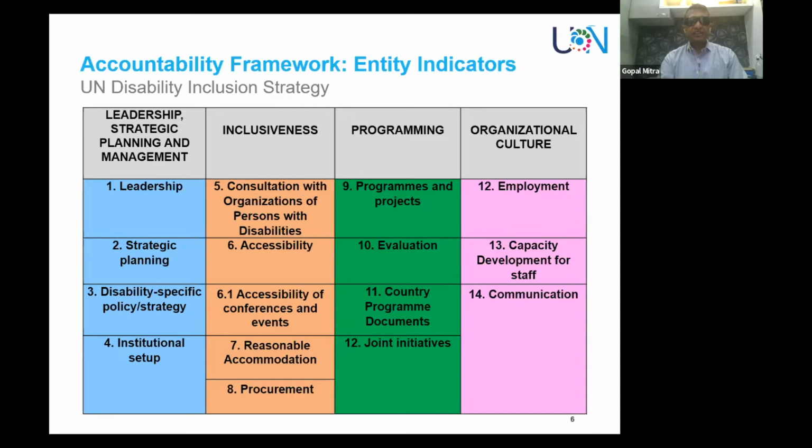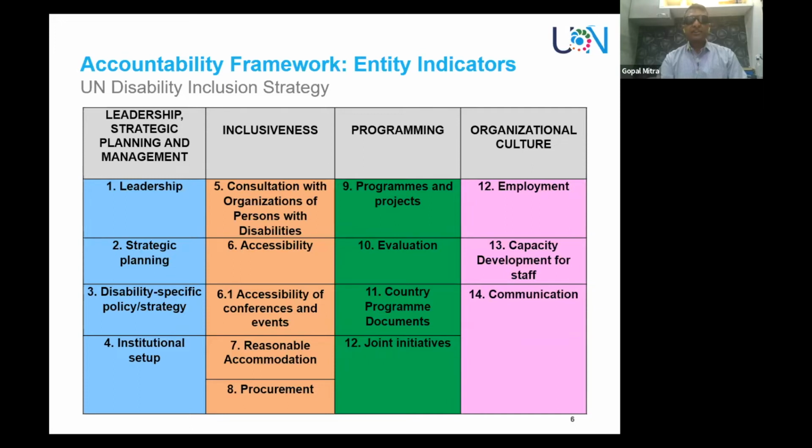The third cluster, which is particularly important to our discussion today, consists of indicators on programs and projects, to what extent they are inclusive. The indicators on evaluation, indicator 10, we will go into in a little more detail. There are indicators on joint programming and so on. The fourth cluster is organizational culture. As I told you before, the strategy covers both programs and operations. So, of course, accessibility of our premises is dealt with by colleagues who work in operations.